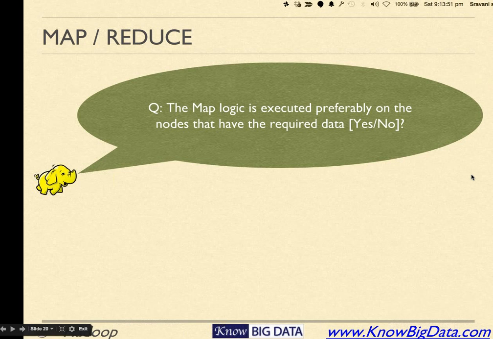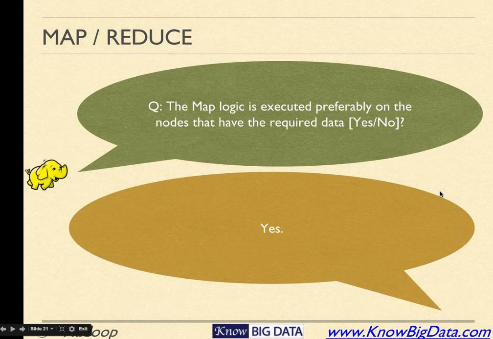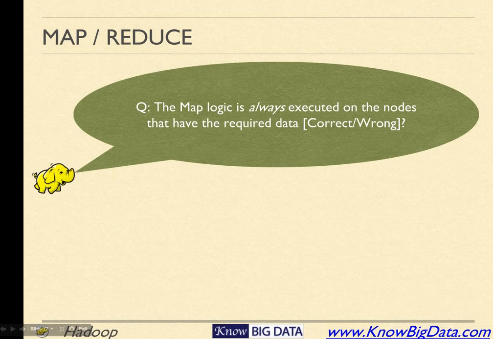Now the question is, map logic is executed preferably on the nodes that have required data. Is that yes or is that no? Great, great. So the answer is yes. All right, awesome. Now here the keyword is always. Map logic is always executed on the nodes that have required data. Correct or wrong?